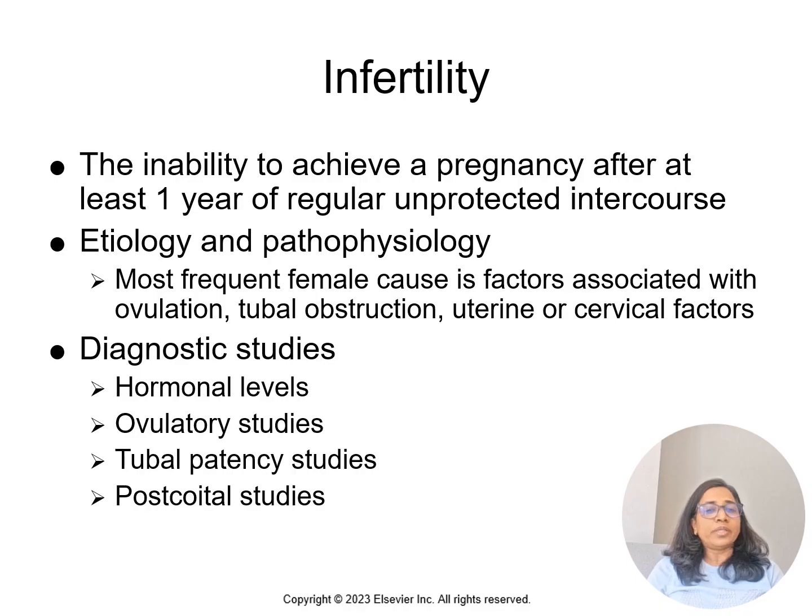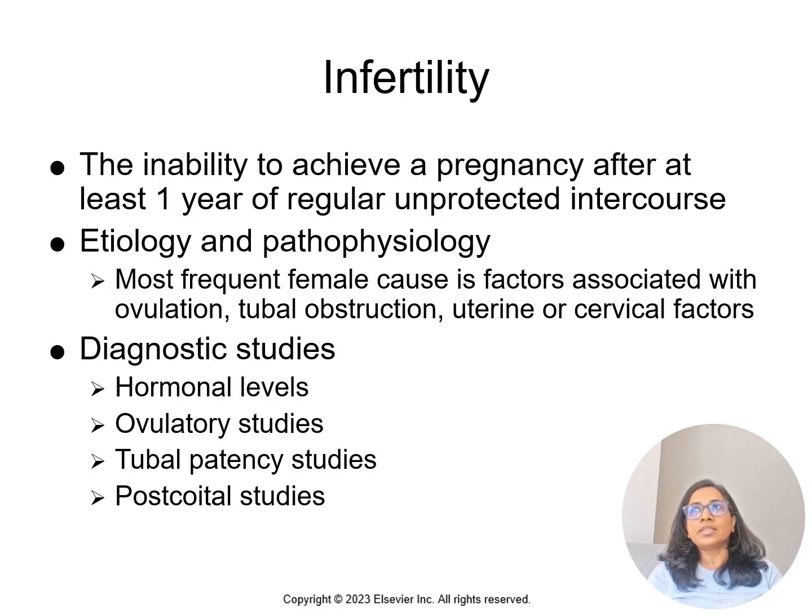So infertility, what does that mean? It is the inability to achieve pregnancy after 1 year of unprotected sexual intercourse. So if it's 6 months or 3 months, we would not diagnose it as infertility, but it has to be a year. Let's look at the etiology and the pathophysiology which causes it.